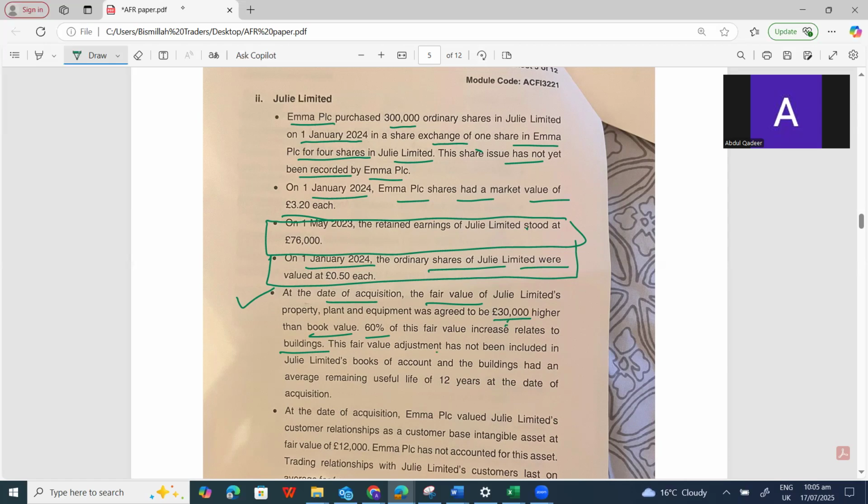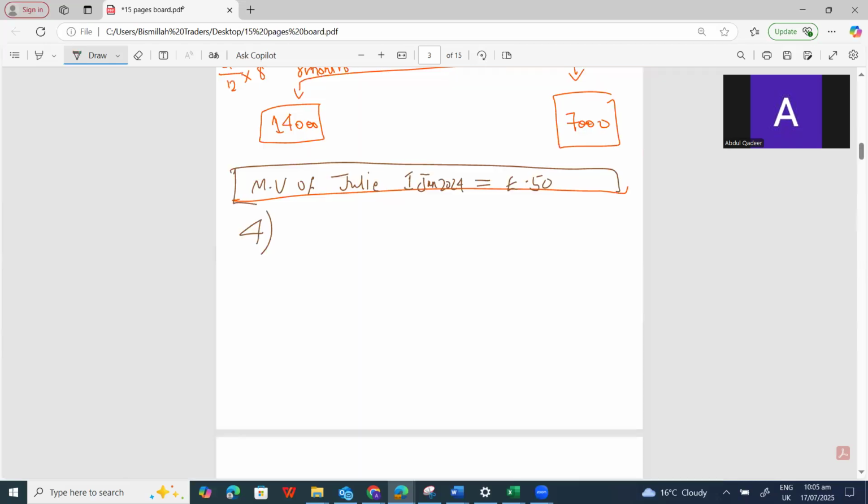The fair value adjustment has not been included in Julie Limited's books, so we need to adjust it. The buildings had an average remaining useful life of 12 years. The three figures here are 30,000, 60%, and 12 years: 60% belongs to buildings, and 12 years. Okay, fair value adjustment.